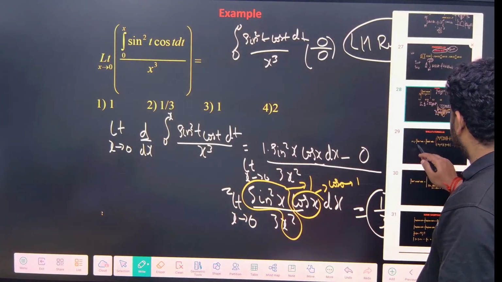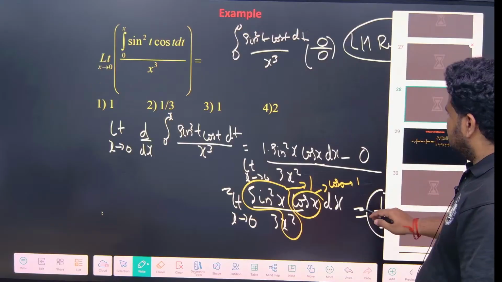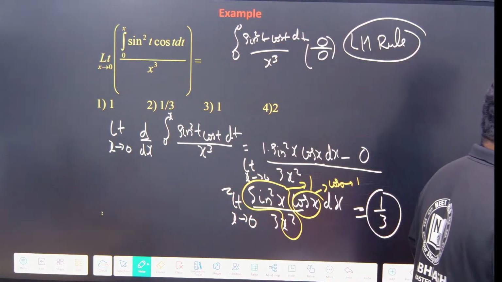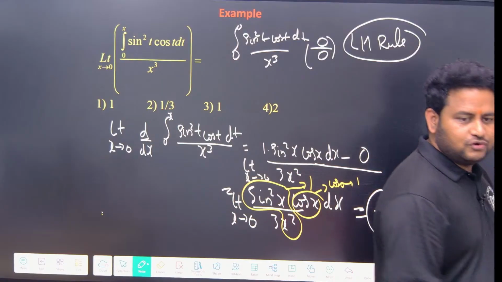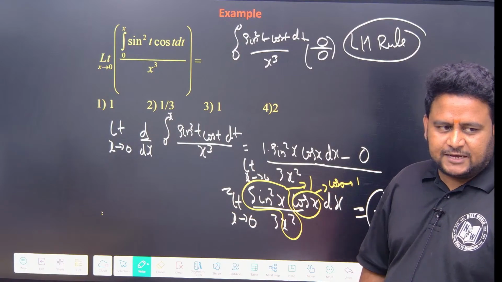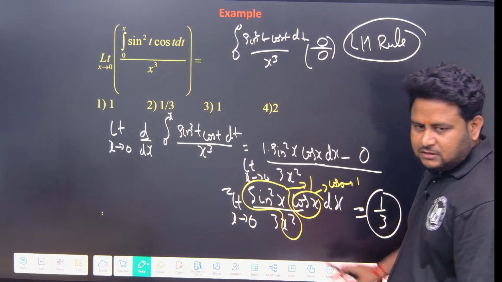Now let us go to our very important topic. If you are done, I will go to Wallis formula. Based on Wallis formula there are numerous questions which we have to solve. Let us go straight away to Wallis formula, based on which we will be solving numerous questions. Okay, clear? Done with this one?